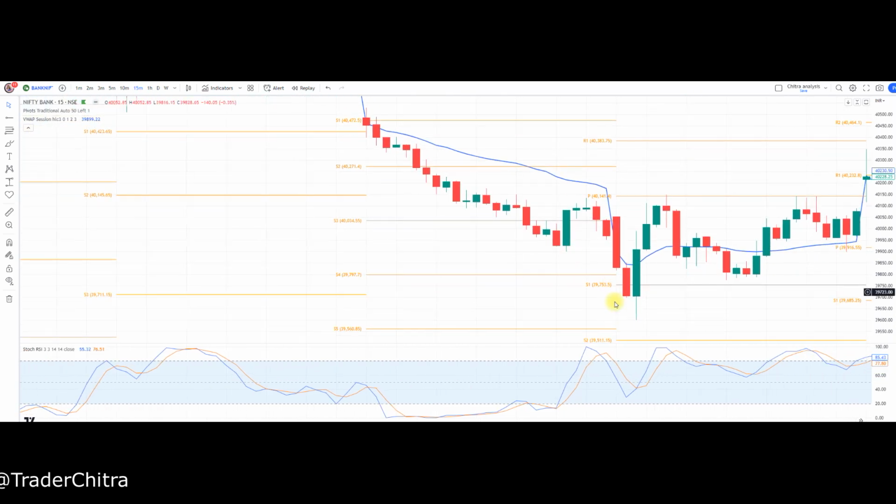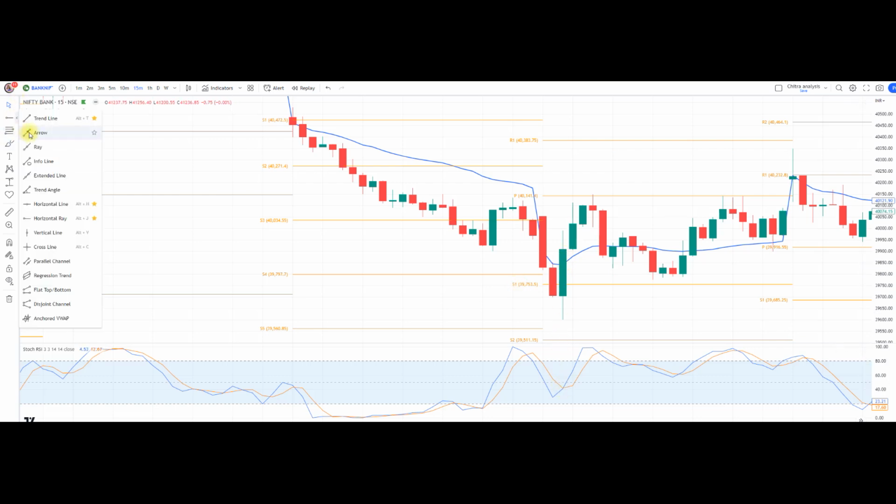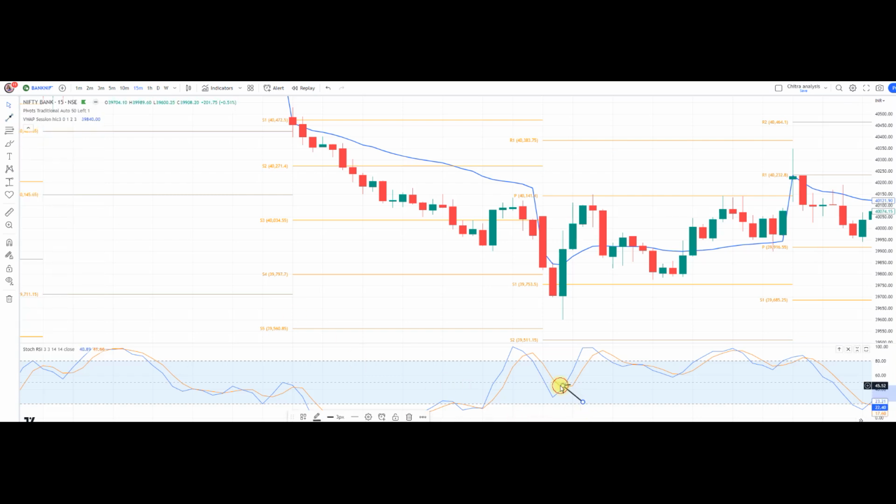Okay, so we can look into the fourth day. Here this is a red candle, so we will not enter into this trade because this candle is in between P and S1. So we can enter into the long trade above this green candle, and we got the candle close above S1 and VWAP. Also we got the crossover here. So one can enter into the long trade above this green candle. We got our first target, that is the P.